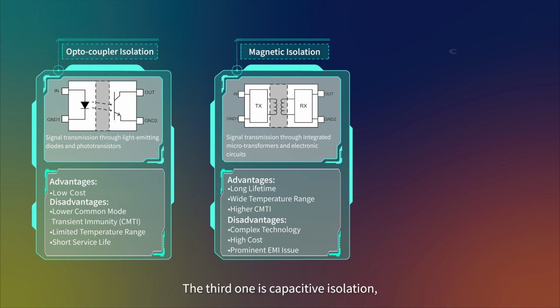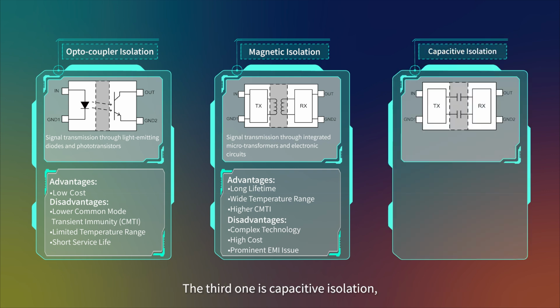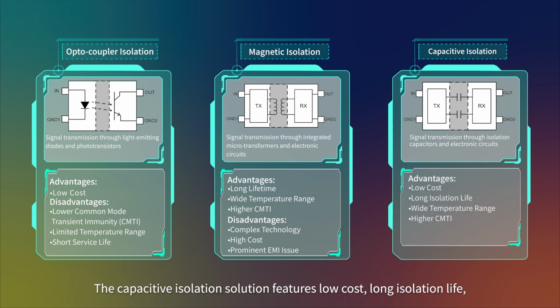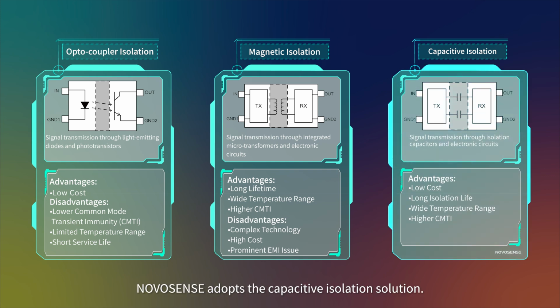The third one is capacitive isolation, which achieves signal transmission through isolation capacitors and electronic circuits. It usually uses silicon dioxide as the insulating material. The capacitive isolation solution features low cost, long isolation life, wide temperature range, and strong CMTI. NOVOSENSE adopts the capacitive isolation solution.